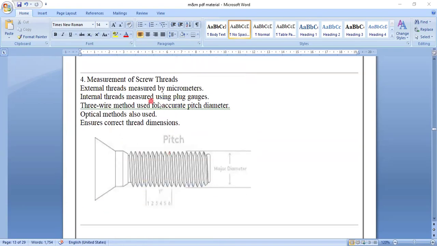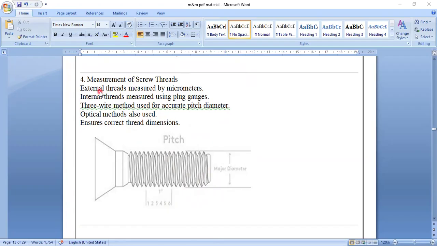So the fourth question is measurement of screw threads. How do you measure it? It can be answered in a simple way: pitch, major diameter, minor diameter. What is the pitch, you know already. It is the difference between major and minor diameter. Major diameter means the largest diameter.